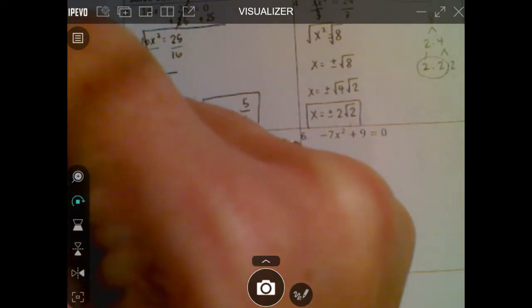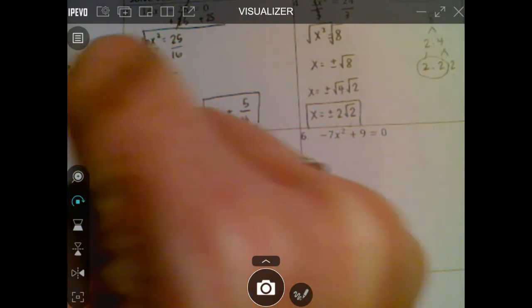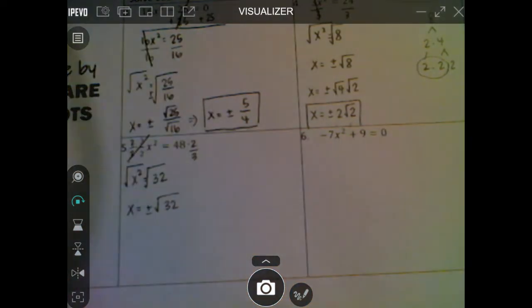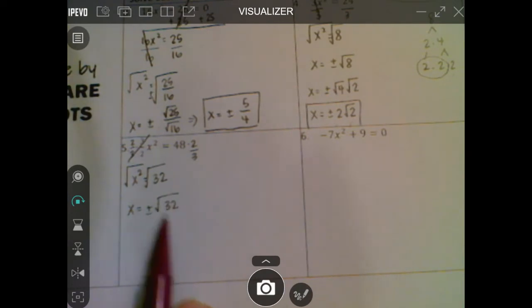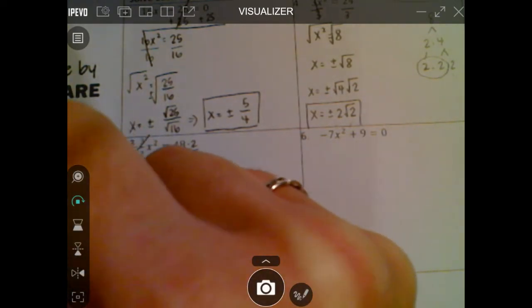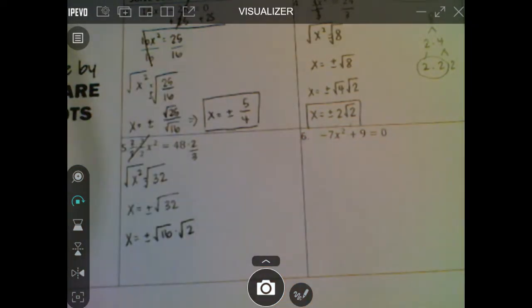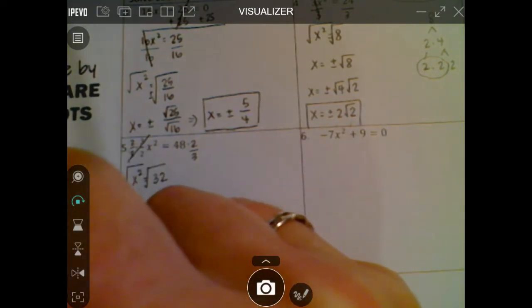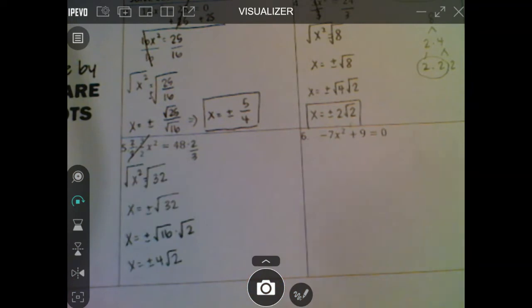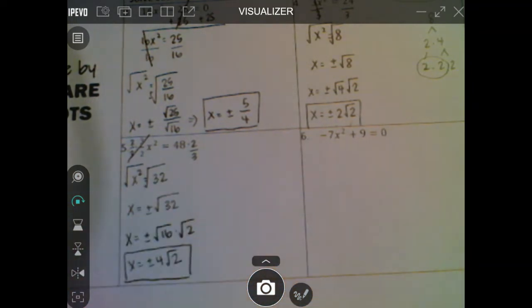Now that the x squared is by itself, go ahead and take the square root. That's going to give me x equals plus or minus the square root of 32. And again, I want to get this in simplest radical form, either using the factor tree or the perfect square method. I believe that is 16 and 2 that works there. So I can go ahead and take the square root of 16. That's a 4. And then the 2 stays on the inside. So x is plus or minus 4 root 2.